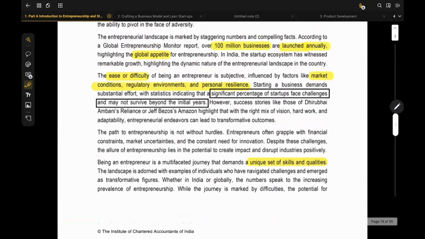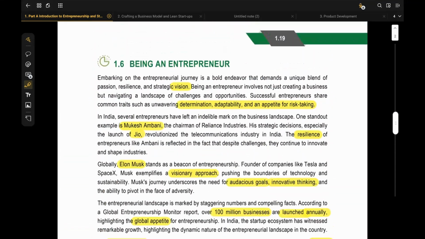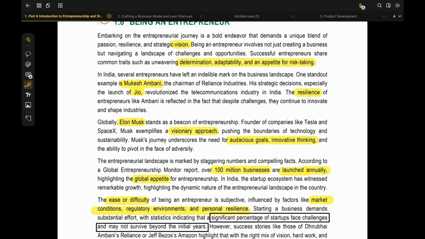And then we have completed the major part of this chapter. I think it will be completed soon. Being an entrepreneur requires vision, resilience, determination, adaptability, and appetite for risk taking, which we already saw. I have already repeated these terms, risk taking, innovation, adaptability, determination, five to six times, so you might have memorized them. I repeat them a lot because the same terms recur in different scenarios in this lesson. And then Mukesh Ambani and Jio: Jio is a company, a very big example of an entrepreneur.